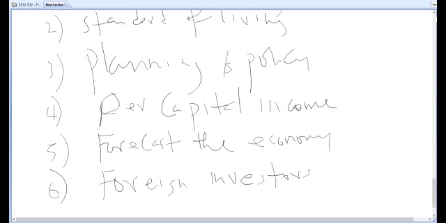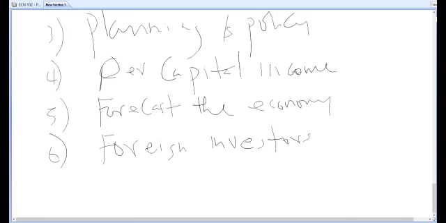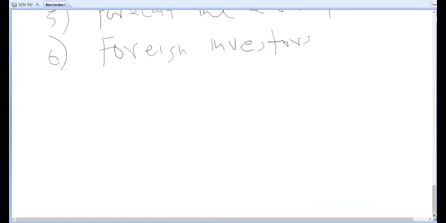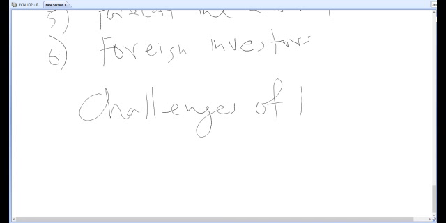Challenges of national income estimation. So these challenges are as follows.